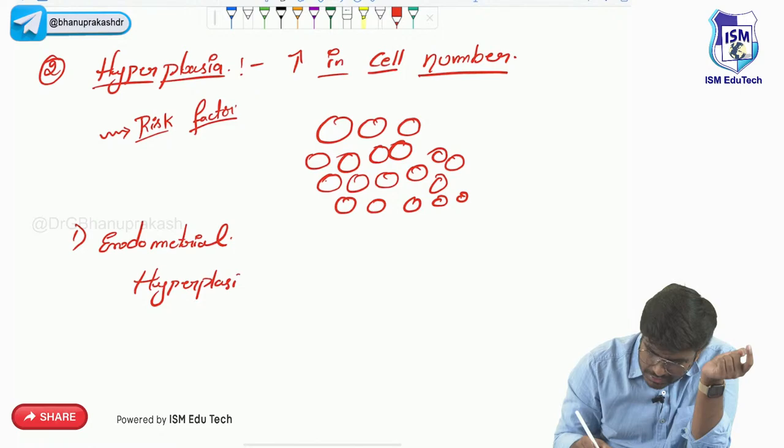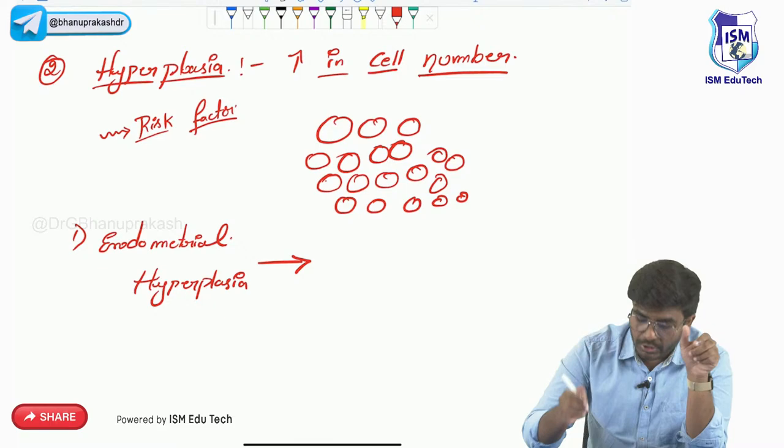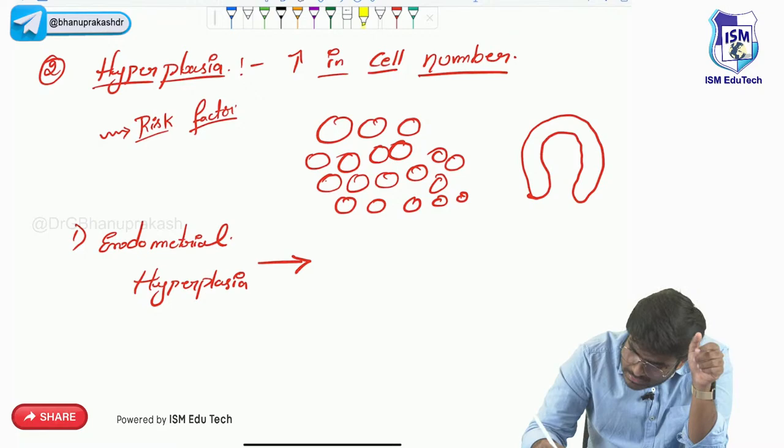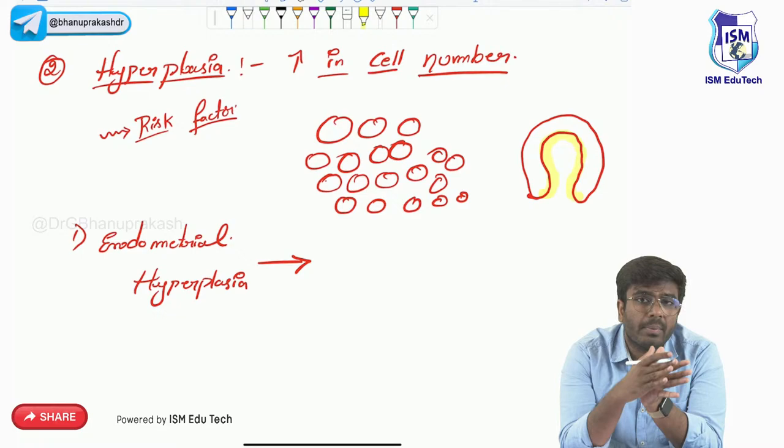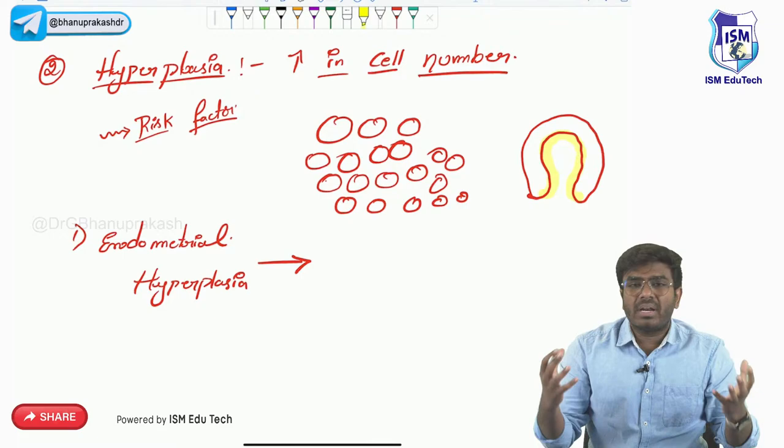The endometrium is the lining inside the uterus, right? So this is the uterus. Now, inside the uterus, who is sitting? Inside the uterus, the endometrium is sitting. Now, this endometrium, we all know, during the proliferative stage, it will grow. Later, in the secretory phase, it will become more reddish, with more blood supply. At the end, at the 28th day, all this endometrium will be shed out.